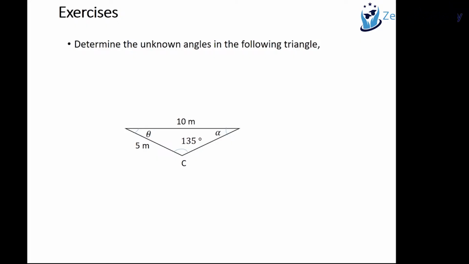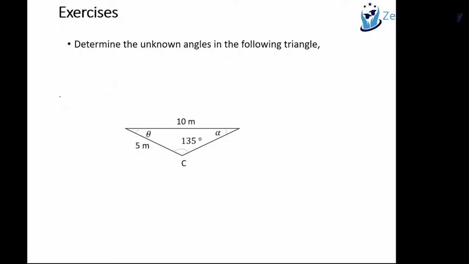So what's the starting point here? I have 10 and 135, the angle in front of it, that's known. I have 5 meter, so obviously alpha would be a best start for me, considering the sine rule. So it would be 10 over sine 135 equates 5. Let me show you another way of doing it.